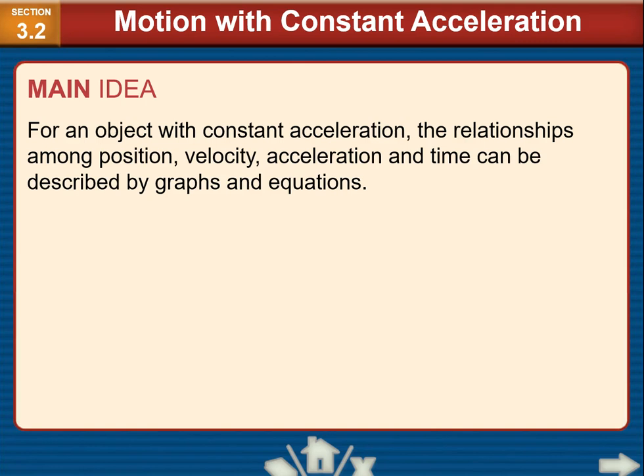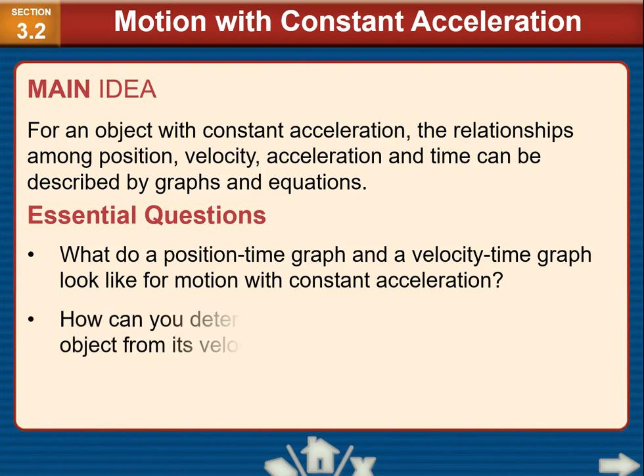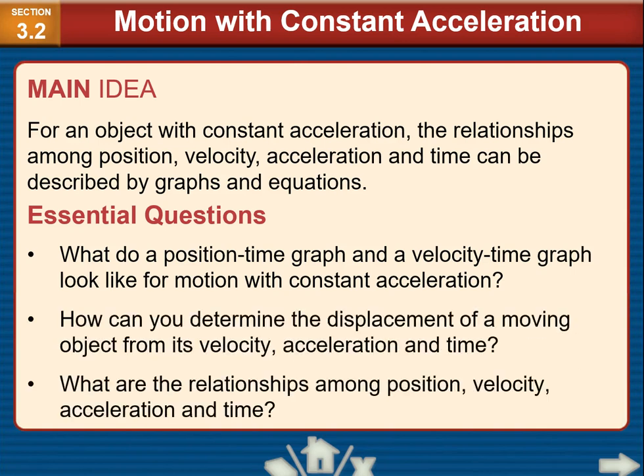All right, next part. For an object with a constant acceleration, the relationships between position, velocity, and acceleration can be described by graphs and equations. This is where we get some of the math equations, and we're going to look back at some of the graphs too. You should be able to answer these by the end of this video.